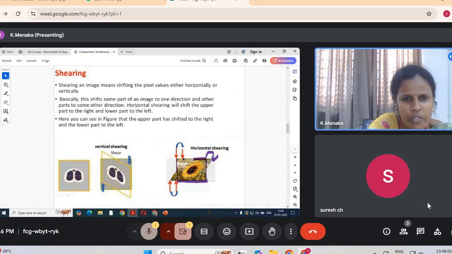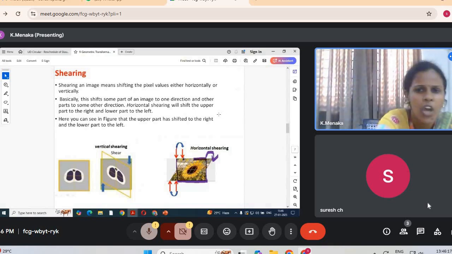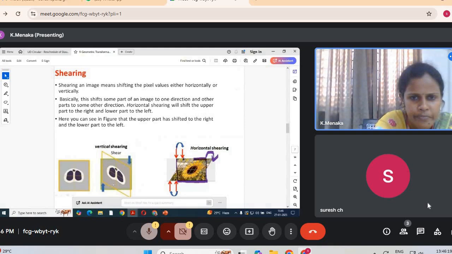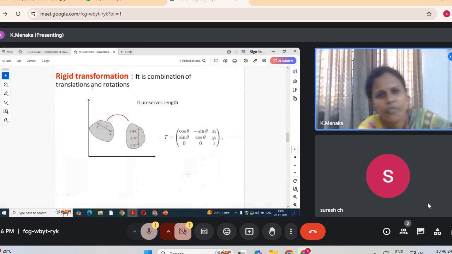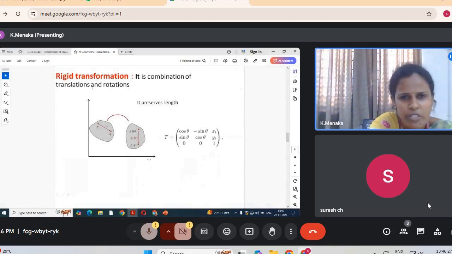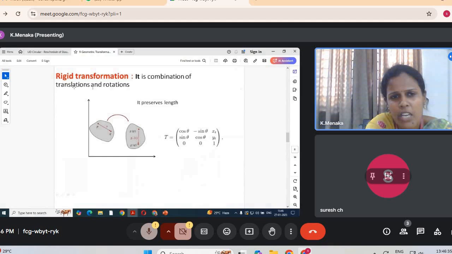If we come to vertical shearing, it is either upward or downward. So this is called shearing, and shearing is of two types, either horizontal or vertical. Next, rigid transformation. A rigid transformation is a combination of translation and rotation. What do you mean by translation? Translation is nothing but shifting the object location, that is from x, y to u comma v.